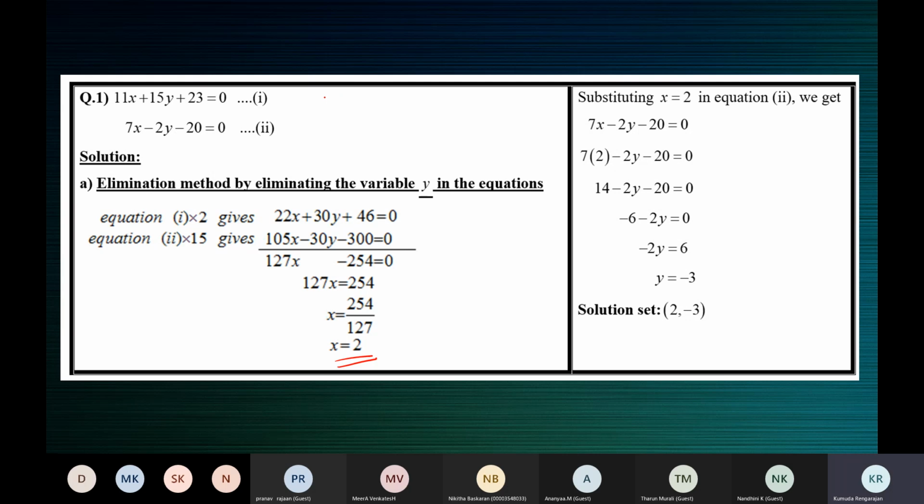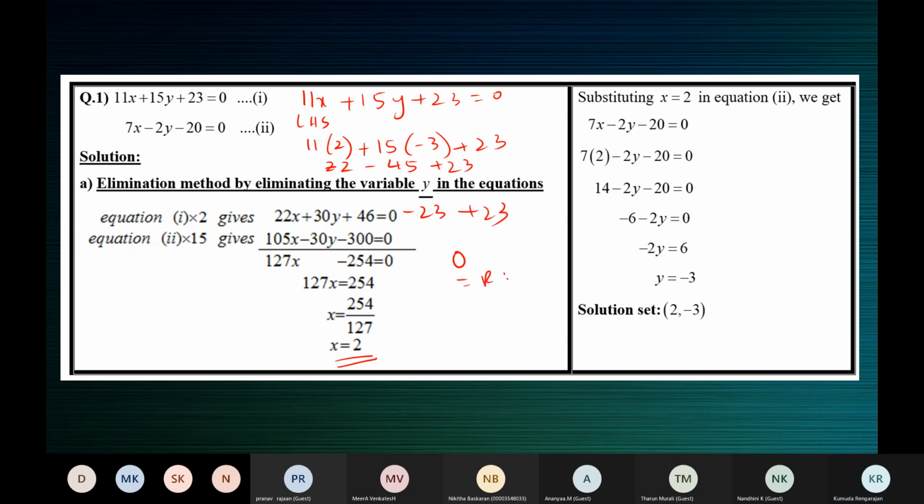All right. So let's understand the meaning of the solution set better. In the equation 11x plus 15y plus 23 is equal to 0, take up the LHS and use the values of x and y. 11 into 2 plus 15 into minus 3 plus 23. What do you get? 22 minus 45 plus 23. So 22 minus 45 is minus 23. Minus 23 plus 23 is 0, which is the RHS.